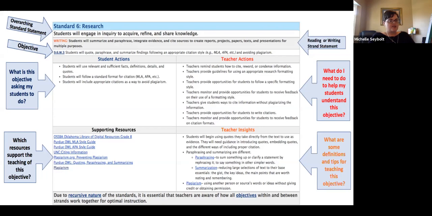We have the student actions. What is the objective asking my students to do? The teacher actions. What do I need to do to help my students understand this objective? Supporting resources and teacher insights. What are some definitions and tips for teaching this objective? For this specific one, we see that paraphrasing and summarization have been defined so that teachers can help students understand the difference between paraphrasing and summarization, which is something that often trips students up.